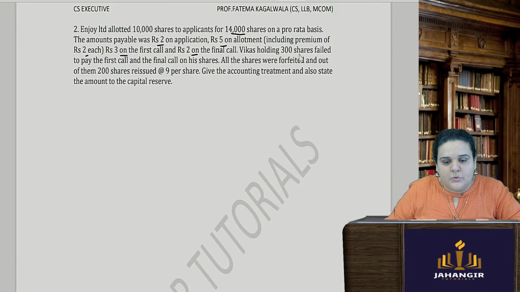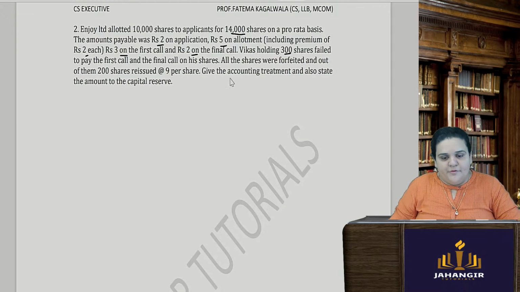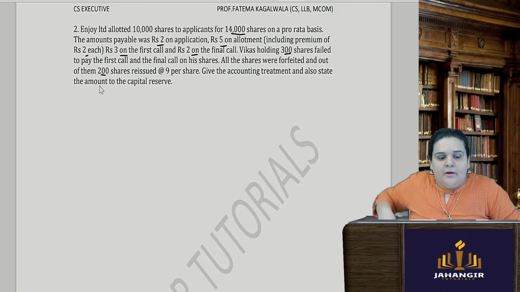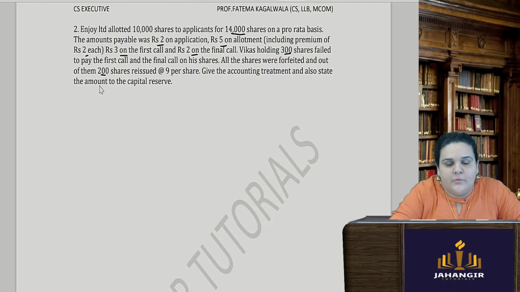Mr. Vikas, who was holding 300 shares, failed to pay the first call and the final call on his shares. All the shares were forfeited and out of that 200 shares were reissued at rupees 9 per share. Give the accounting treatment. Also state the amount which we have to transfer to capital reserve.